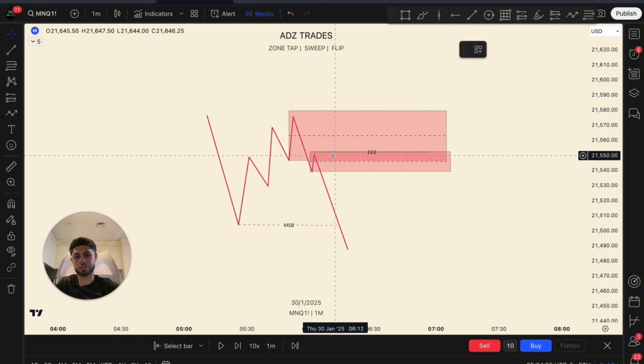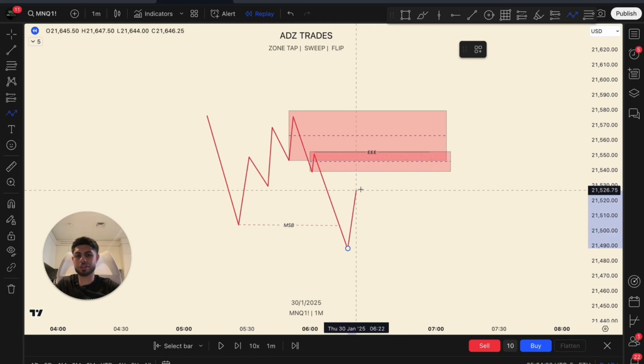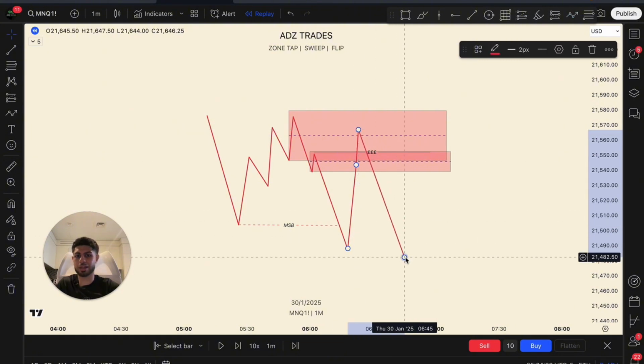Okay, we have this liquidity here. So price needs liquidity in order to continue with the trend, right? Here we have nothing to sweep in order for price to use that to continue lower. Here we have a first tap we can use to sweep, bang, and then continue lower.